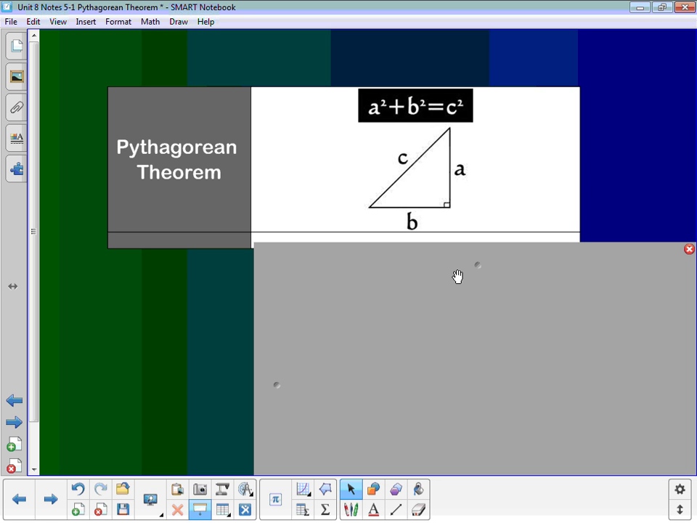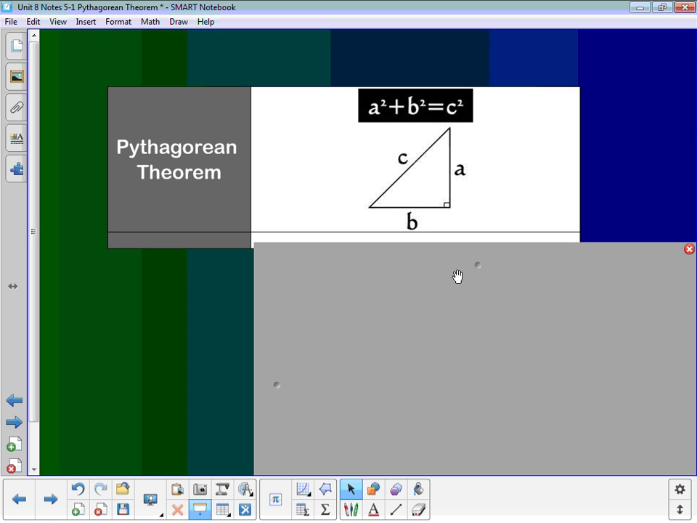So I want you to go ahead and write this down. This is probably the most important thing you're going to write down this week, all right? Get that formula written down. Okay, so the Pythagorean theorem basically just means a squared plus b squared is equal to c squared. So what that tells us is that if we take the square of each leg, it will equal the square of the hypotenuse, which is actually pretty cool.